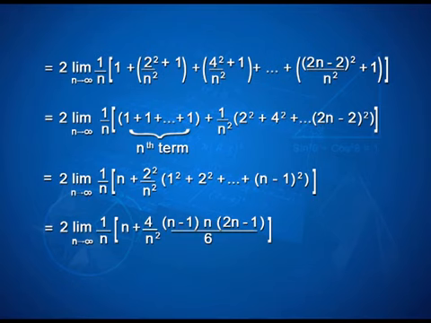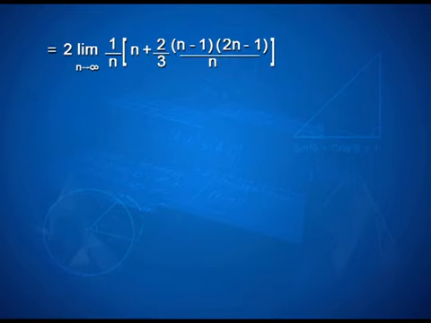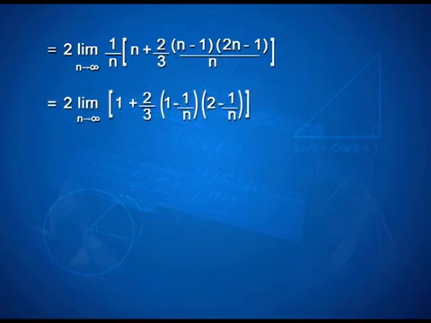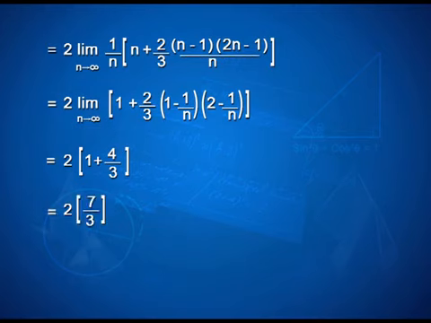That can be written as 2 into limit n tends to infinity of 1 upon n into [n plus 2 upon 3 into (n minus 1) into (2n minus 1) upon n]. That can be simplified as 2 into limit n tends to infinity of [1 plus 2 upon 3 into (1 minus 1 upon n) into (2 minus 1 upon n)], which on simplification gives 2 into (1 plus 4 upon 3), and thus we get 2 into 7 upon 3, and on multiplication we get 14 upon 3 as the answer.